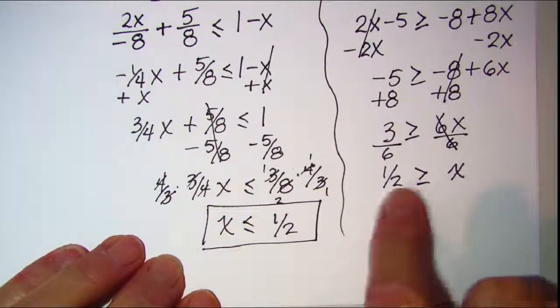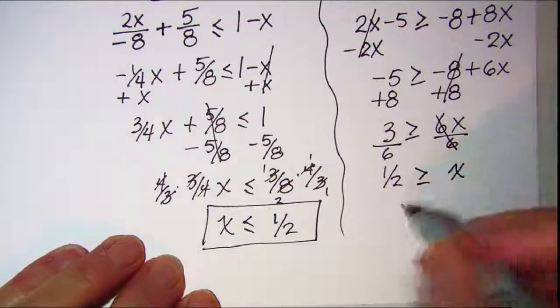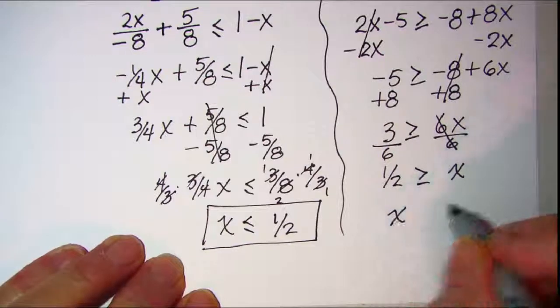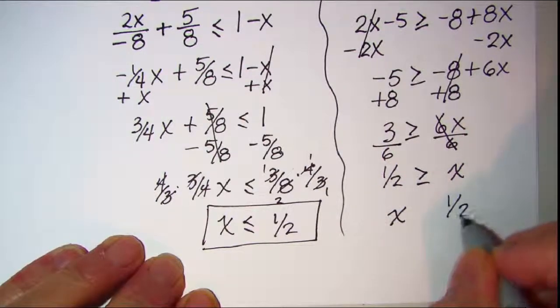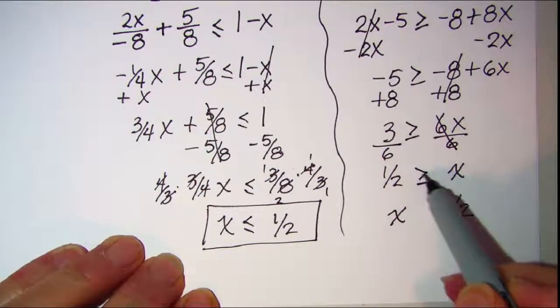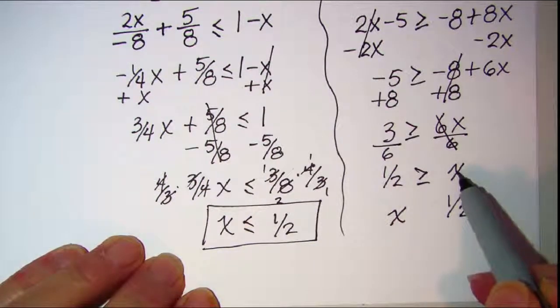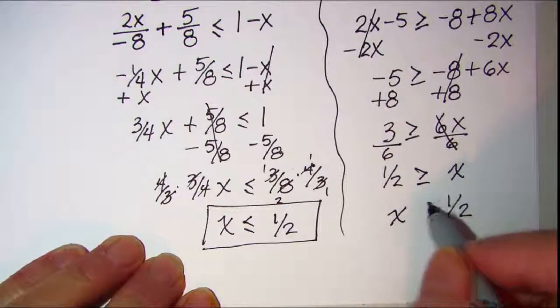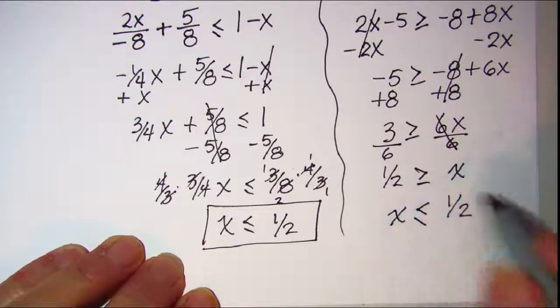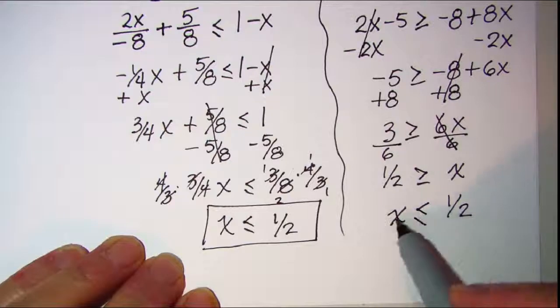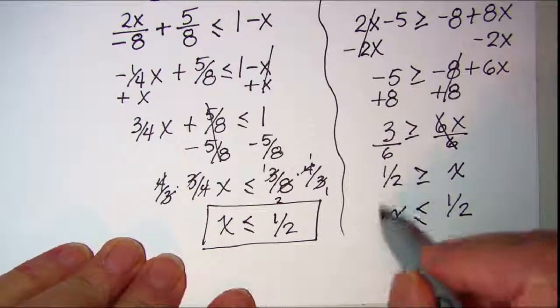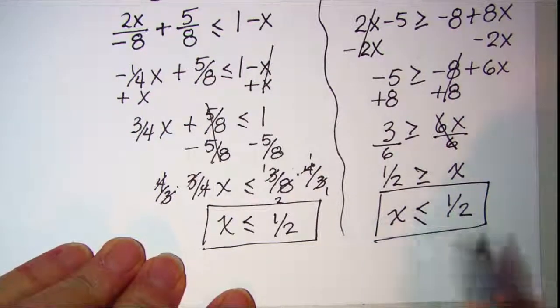So when I turn this inequality around and I put my x on the left and my 1/2 on the right, I need to turn my inequality as well. Notice that the sharp point is on the side toward the x, so when I turn that around, it now is pointing toward the x. And so these two inequalities are identical.